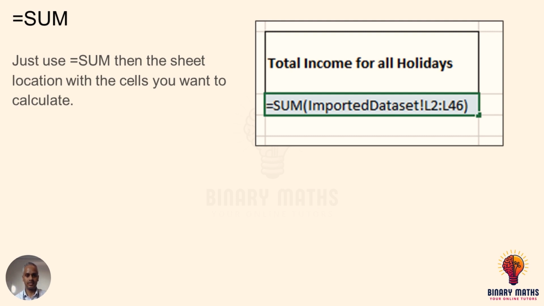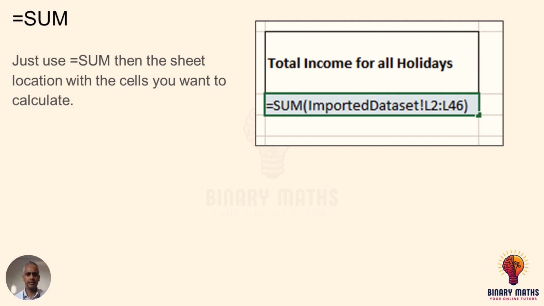So again, just covering what we were talking about there. If I wanted to select data from cells L2 to L46, which was on the imported data set, I'd need to click on that sheet with the tabs at the bottom. And then what I can do is view the total by using the sum function here. It would add it up and give me the total.